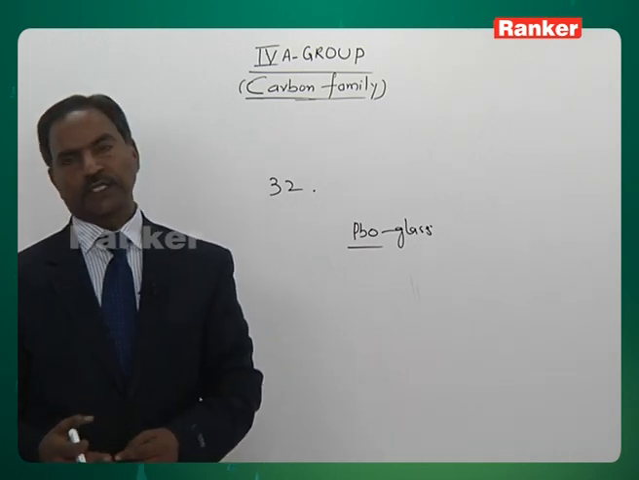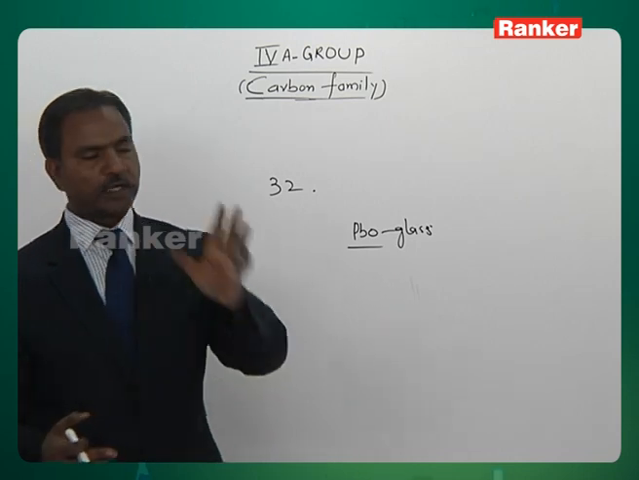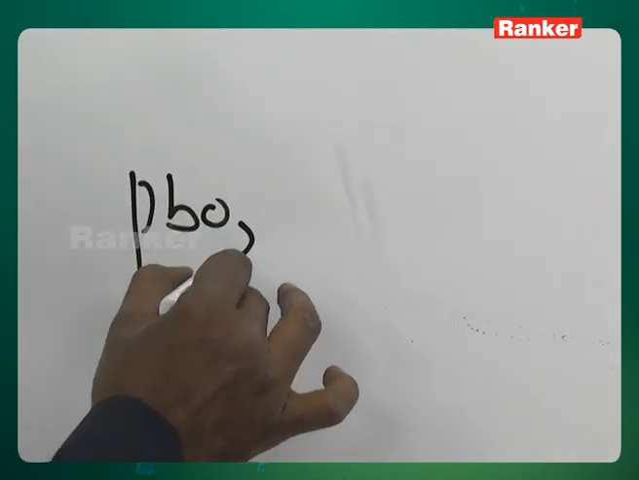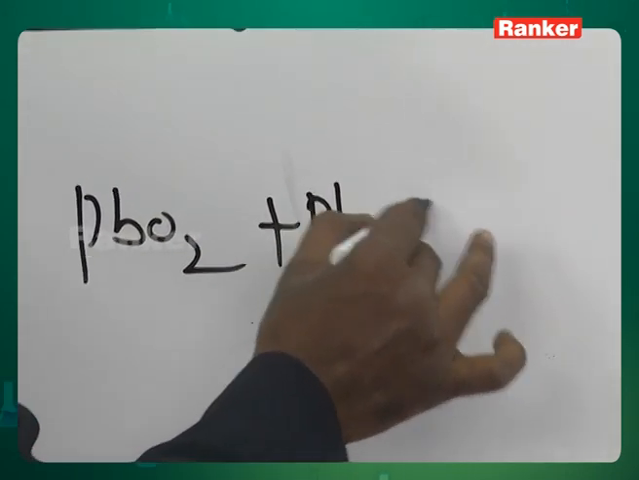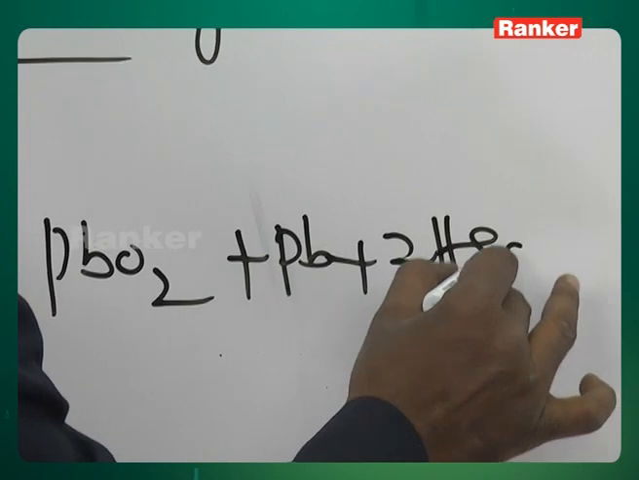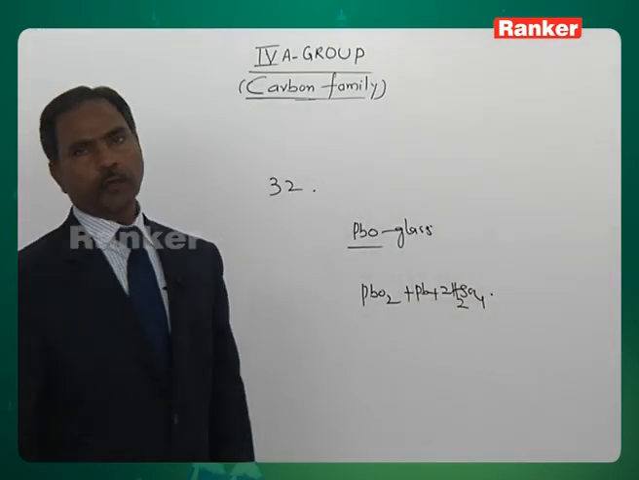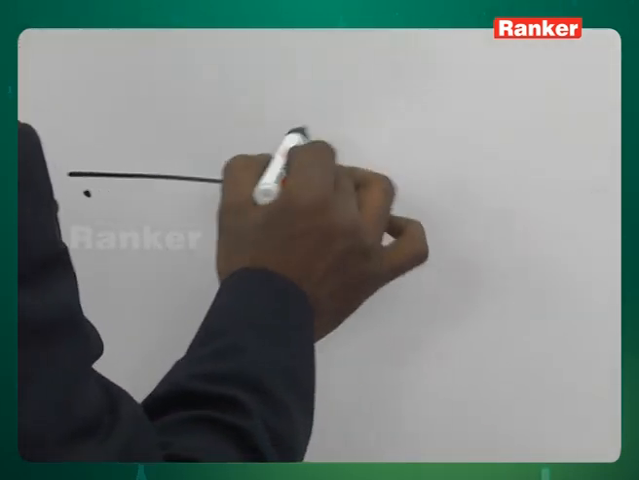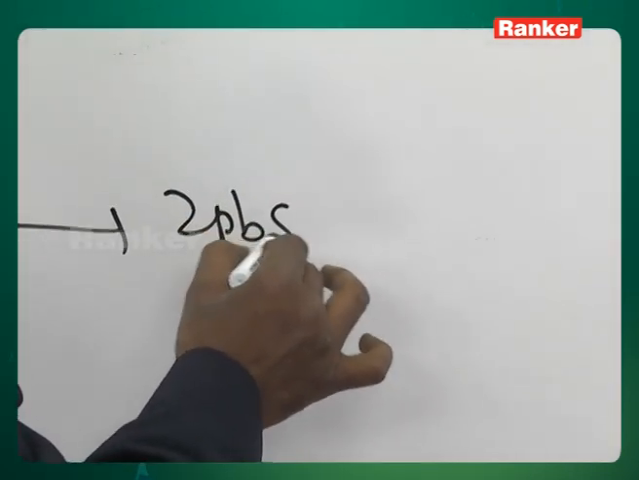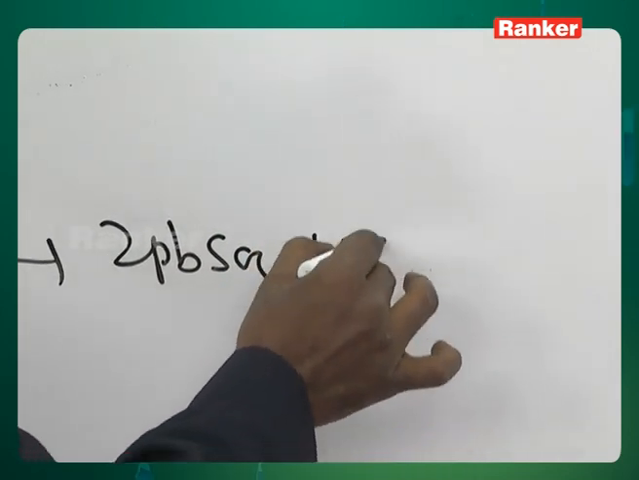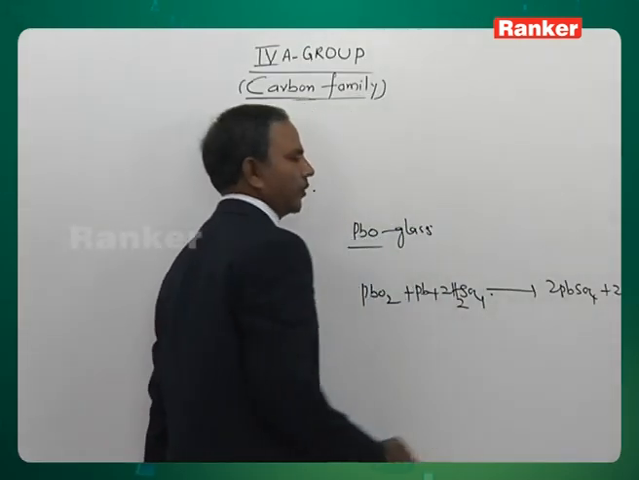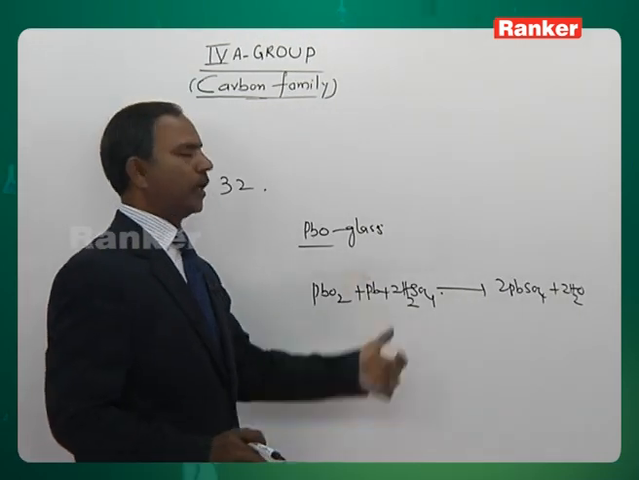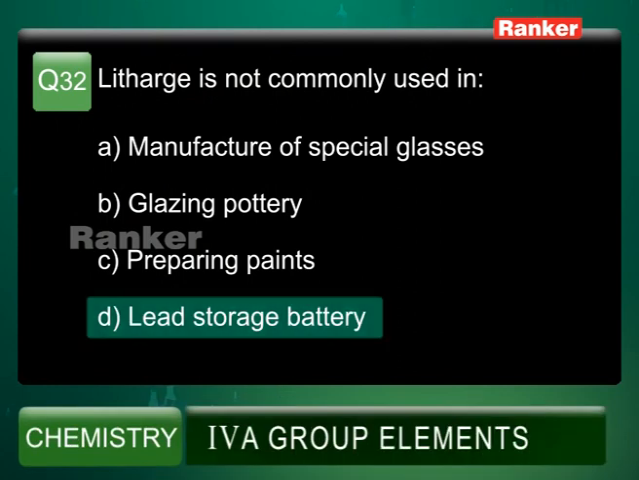Lead storage battery, this is not used in lead storage battery. See, lead storage battery carrying PbO2, Pb and sulfuric acid. The ultimate reaction is actually here 2PbSO4, 2H2O. This is generally the reaction taking place in the lead storage battery. There is no choice of any PbO here. Therefore, question number 32, answer is D.